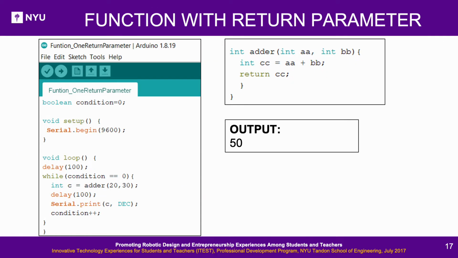Function with a return parameter. A user-defined function call which returns one parameter to the main function when called. An example of this type is as shown. The adder function passes 20 and 50 from the main loop. The adder function executes the block of code within and returns the variable cc to the main loop, which is stored in the variable c. The print statement in the main loop executes by printing the c value received in DEC, decimal format. We can see in the output.